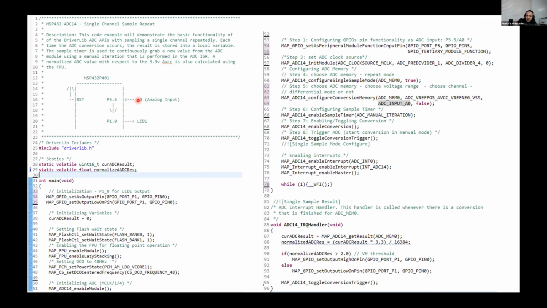So I will show you guys that there is some pin here that can give you 3.3 volts. So I just connect this pin to pin 5.5 if I want about 3.3 input, which is high. Or just remove it to make it low, 0. So if the input is high, then the LED will turn on. If the input is low, the LED will turn off.